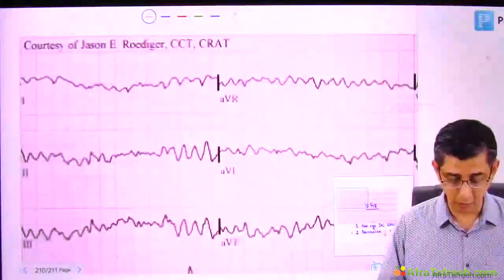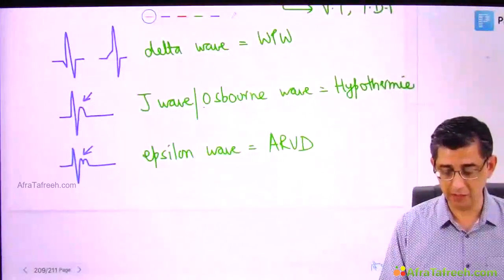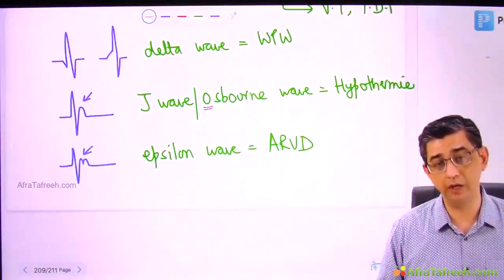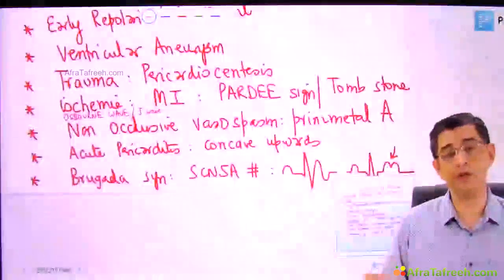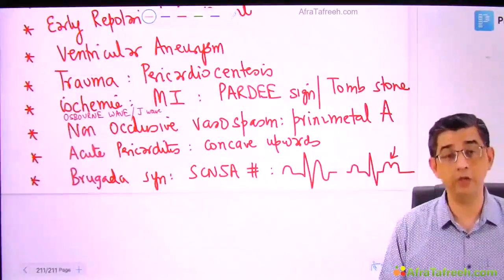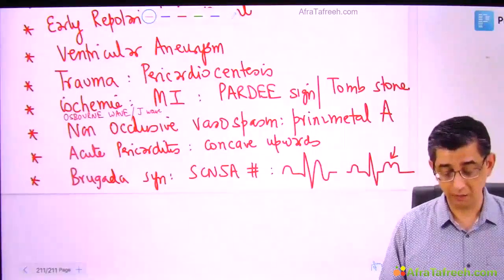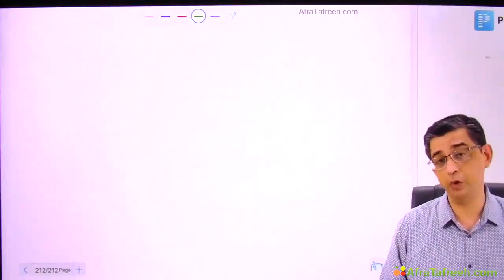And I can just go back to my previous slide also, where I was mentioning the J wave. I can say that I have mentioned the Osborne wave already. Then is non-occlusive vasospasm. That would be an important component of the discussion. Prinzmetal angina, which can be treated with nitrates and prevented with calcium channel blockers. Along with that, A is acute pericarditis, B is Brugada syndrome. I hope you have been able to remember it.